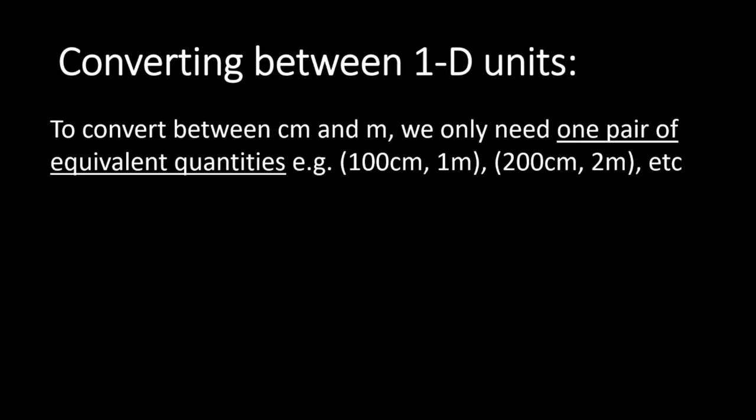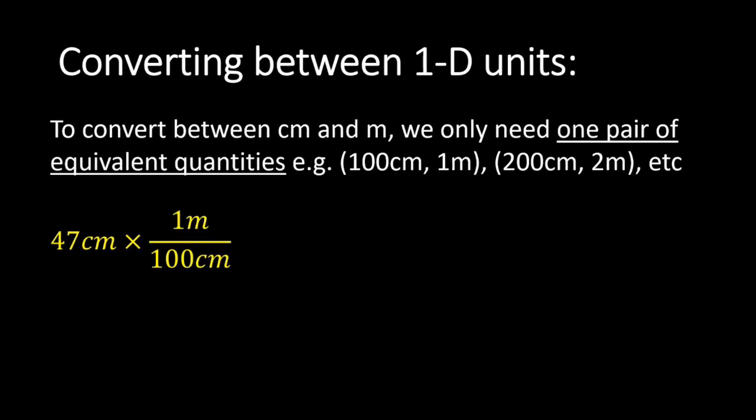Now that we know the rules, we can see how one-dimensional units are converted. In a nutshell, we only need a pair of equivalent quantities. For example, if you want to convert between centimeter and meter, we can use the fact that 100 centimeter is equal to 1 meter, or 200 centimeter is equal to 2 meter. The choice doesn't matter as long as they are equivalent.